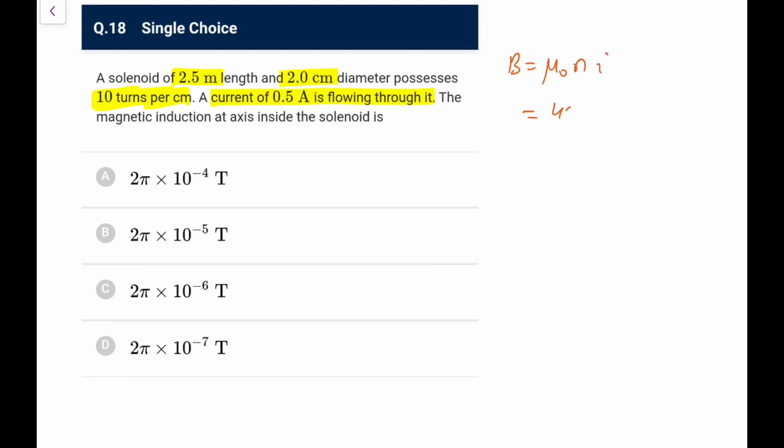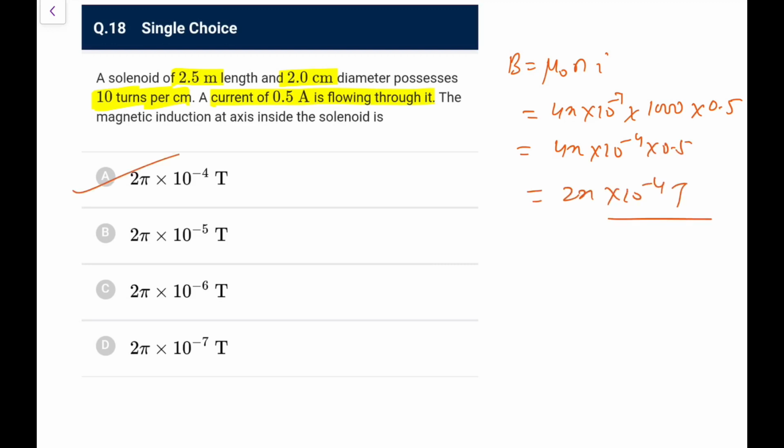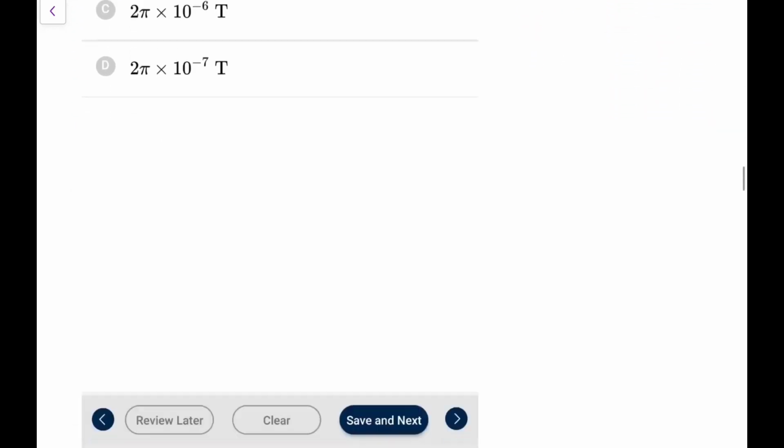So mu naught is 4 pi into 10 raised to power minus 7. N would be 10 turns per centimeter, or you can say 1000 turns per meter, and i is 0.5. So it is 4 pi into 10 raised to power minus 4 into 0.5, or you can say 2 pi into 10 raised to power minus 4 Tesla. Go for option A in this case.